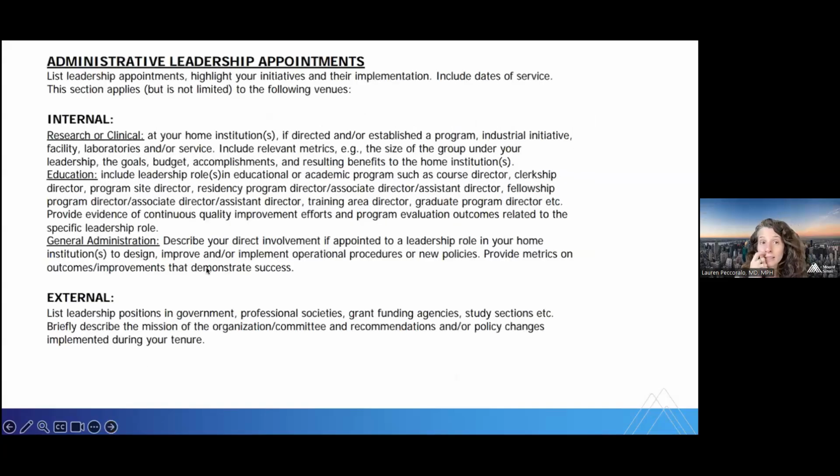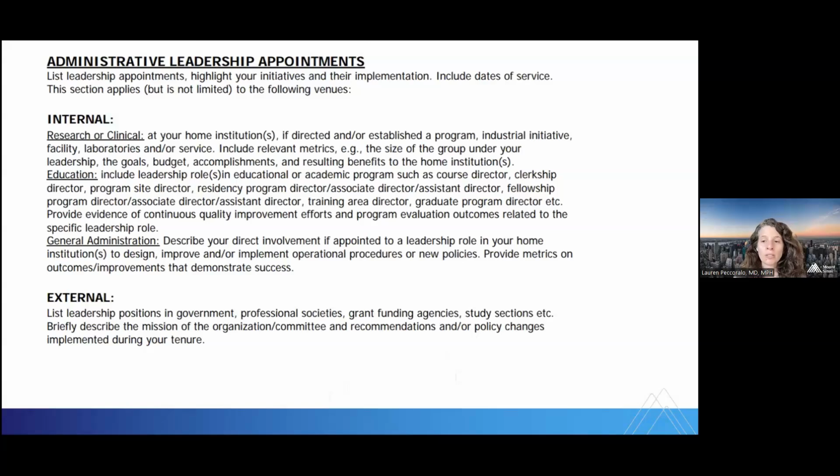Okay, so now onto the administrative leadership appointment section. So this is really when you are leading something. You could be co-leading it, but you are some kind of leader within a particular committee or program. You're an APD, maybe you're a quality improvement leader. So those types of leadership appointments that someone gave you a title, or hopefully if you didn't get a title, you then asked for a title. And actually, it's a good time to mention that.